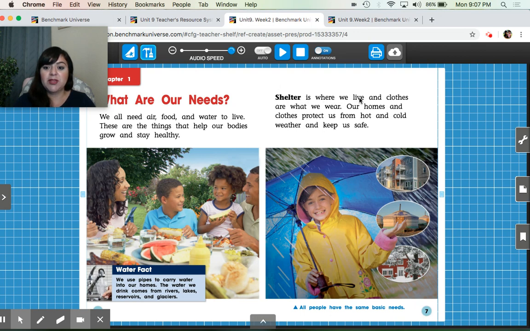Shelter is where we live, and clothes are what we wear. Our homes and clothes protect us from hot and cold weather and keep us safe. So, yes, we need some clothes to keep us safe and shelter to keep us safe during all the seasons.